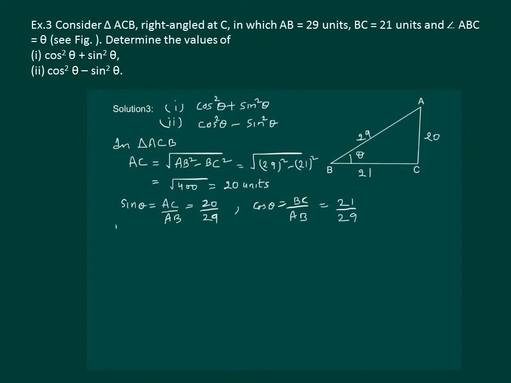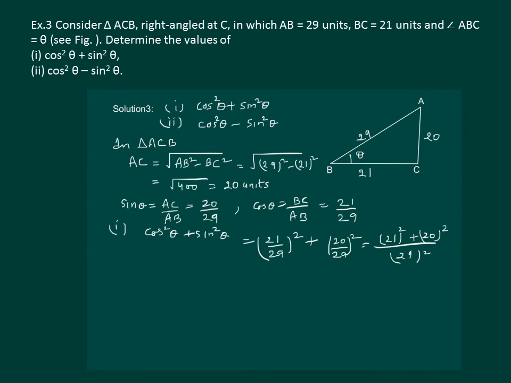Simply substitute the values in the first expression. Cos square theta plus sin square theta will be 21 by 29 whole square plus 20 by 29 whole square. This will give us 29 whole square as LCM and numerator is 21 square plus 20 square, which is equal to 400 plus 441 whole by 841, which is equal to 1.